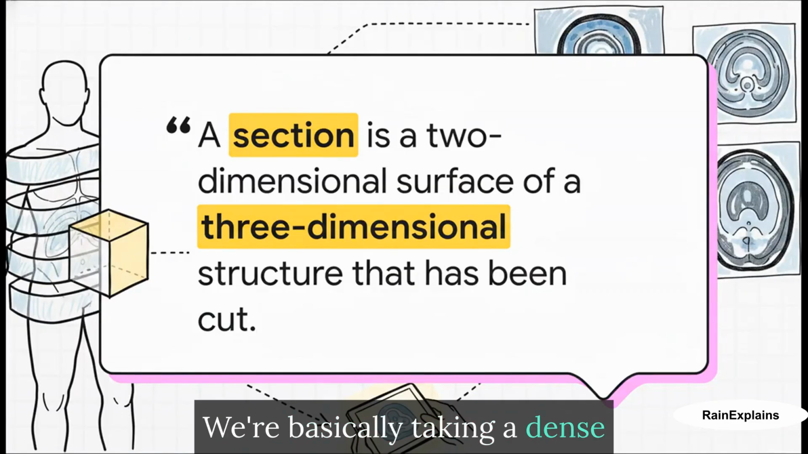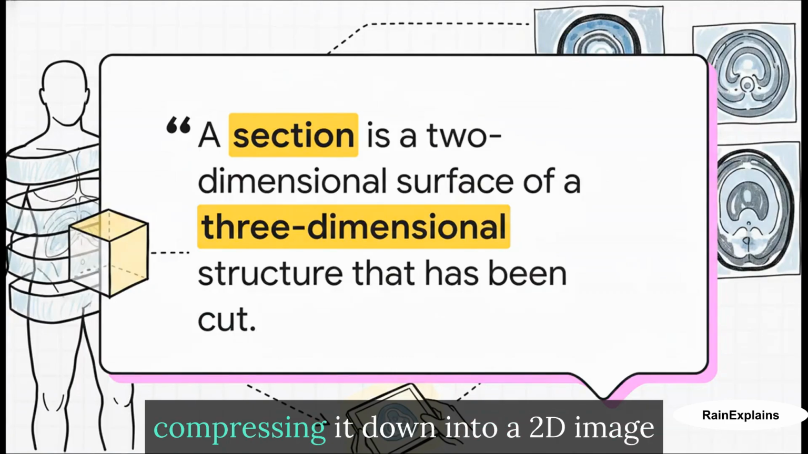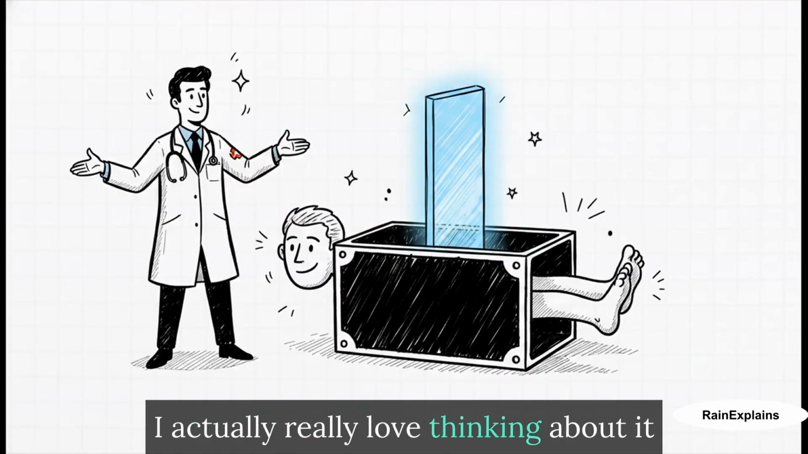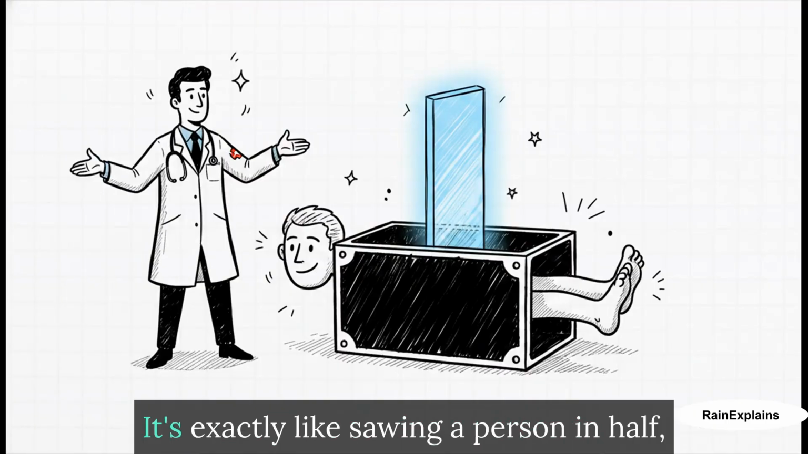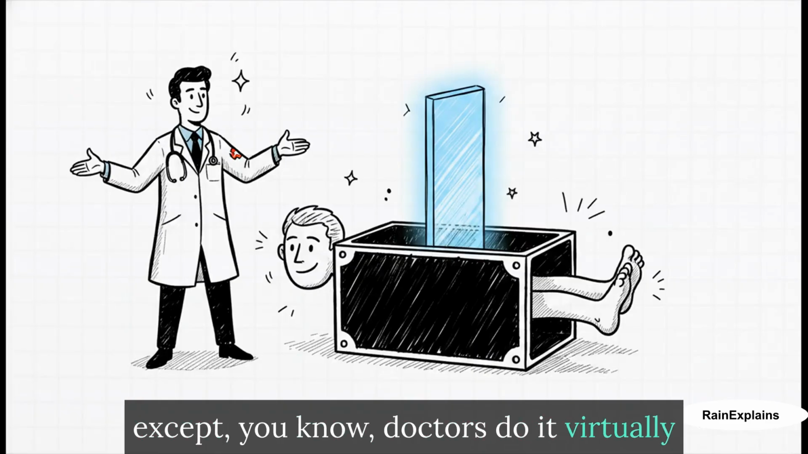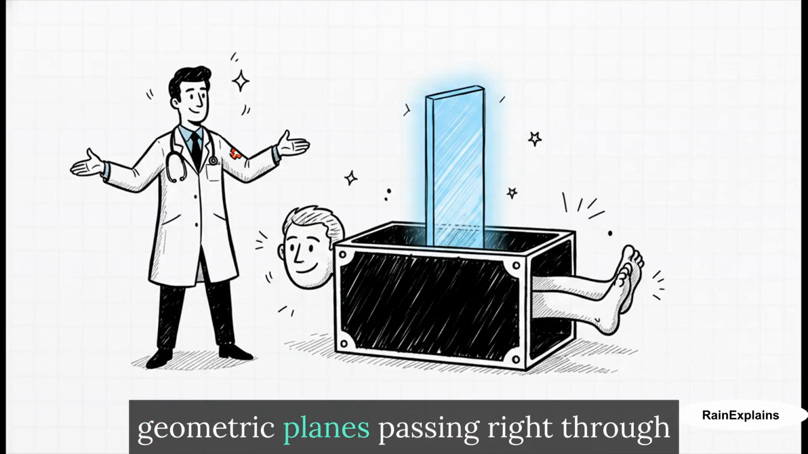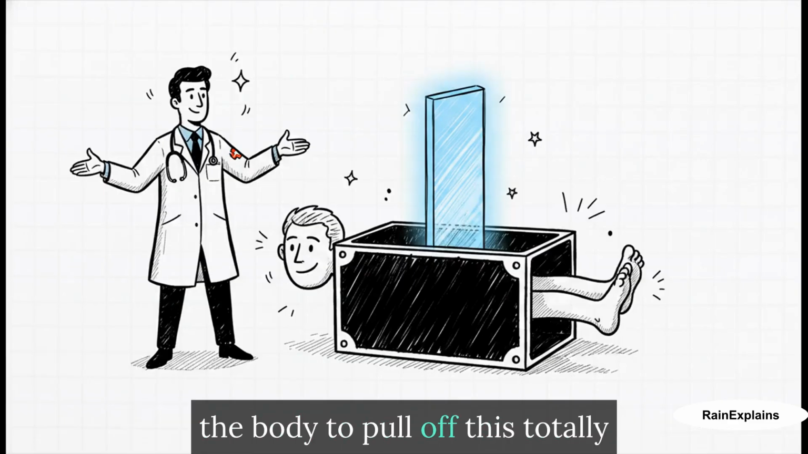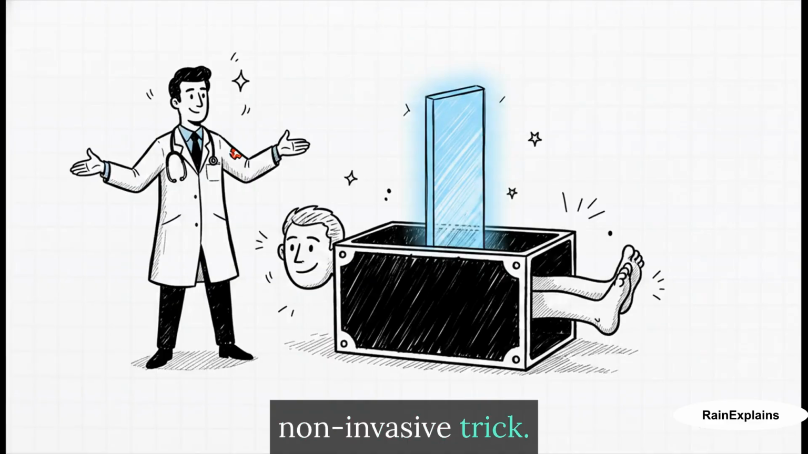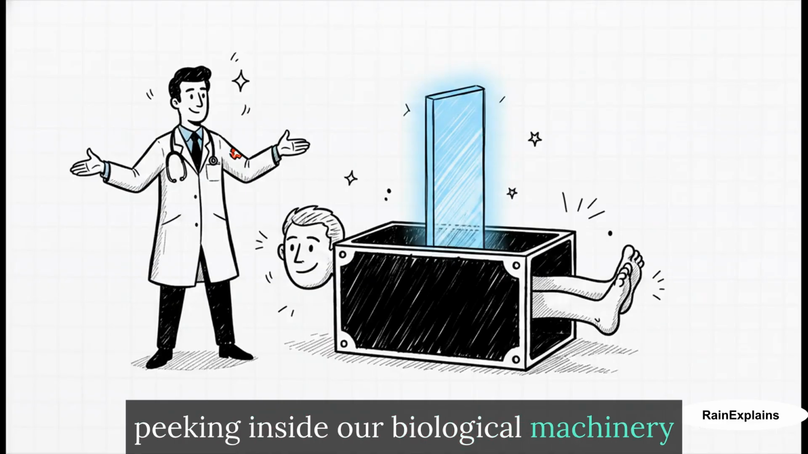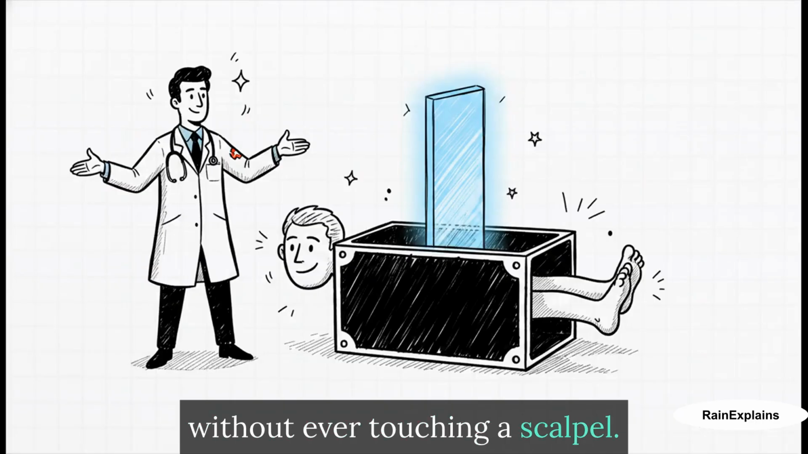We're basically taking a dense, three-dimensional reality and compressing it down into a 2D image that we can easily study on a screen. I actually really love thinking about it like a magician's illusion. It's exactly like sawing a person in half, except doctors do it virtually to save lives. They're using these imaginary geometric planes passing right through the body to pull off this totally non-invasive trick. It genuinely gives them a superpower, peeking inside our biological machinery without ever touching a scalpel.